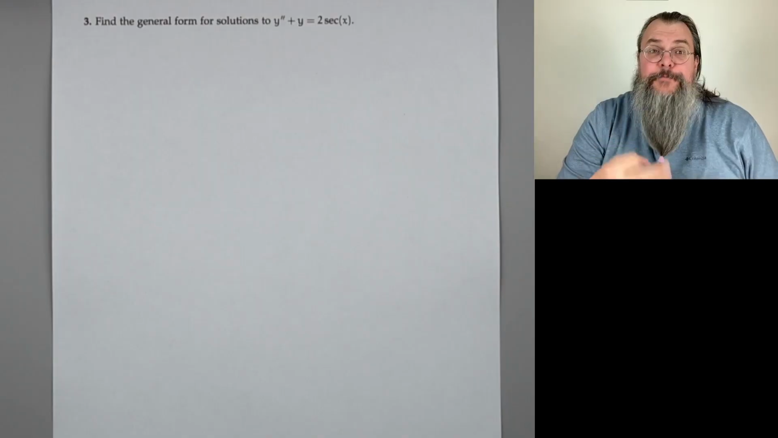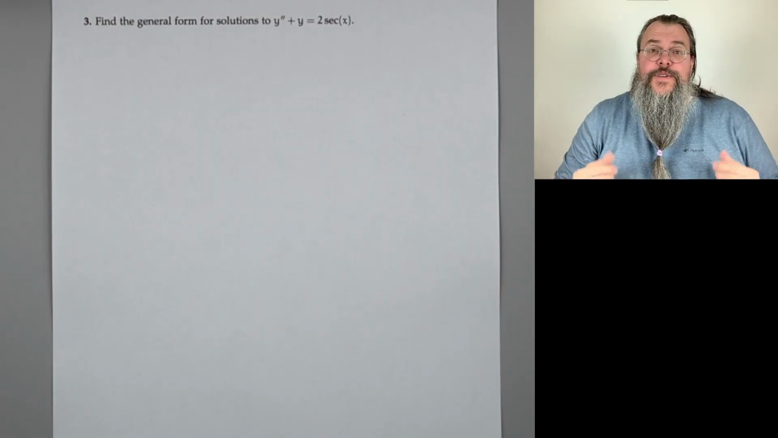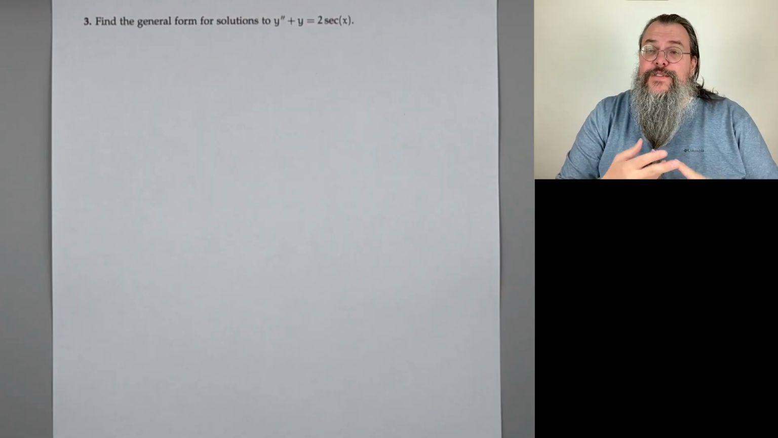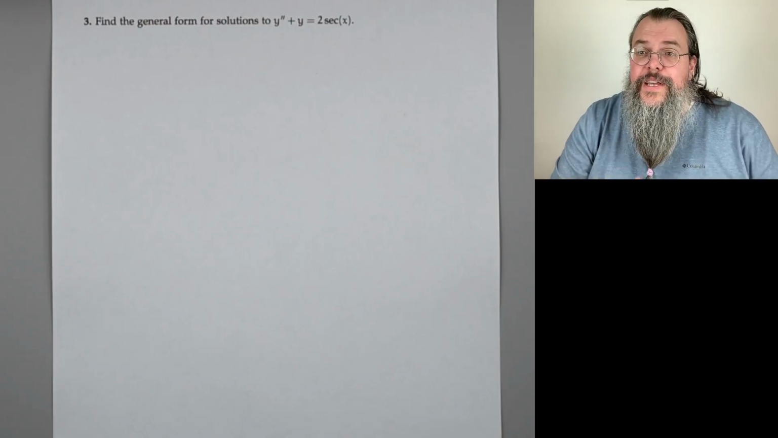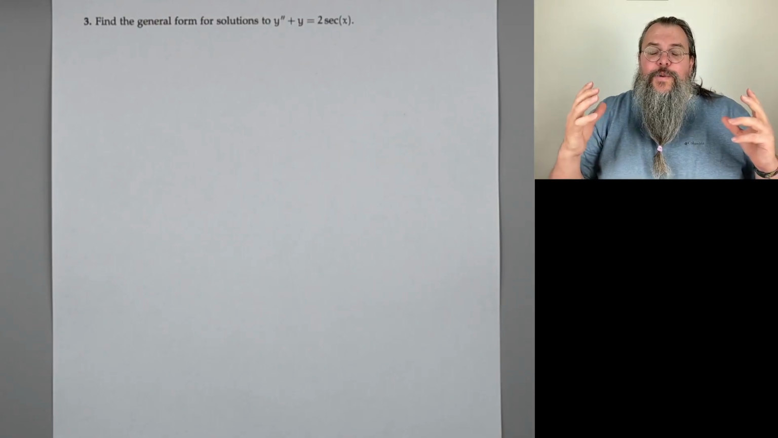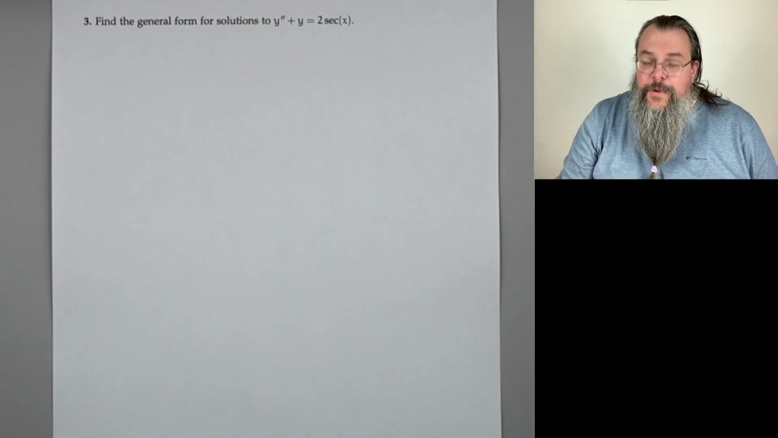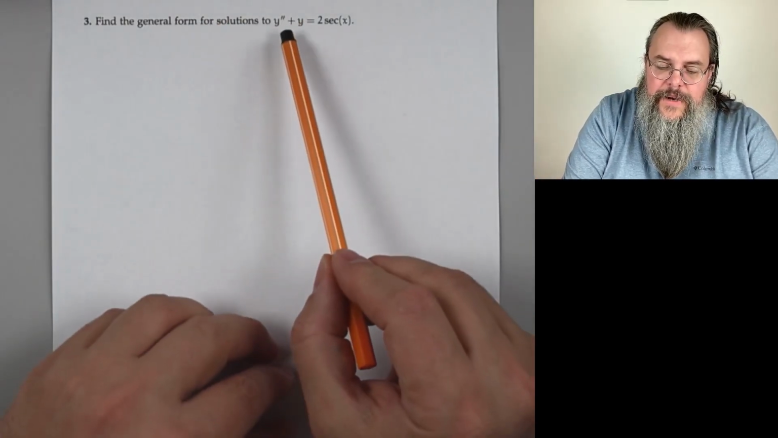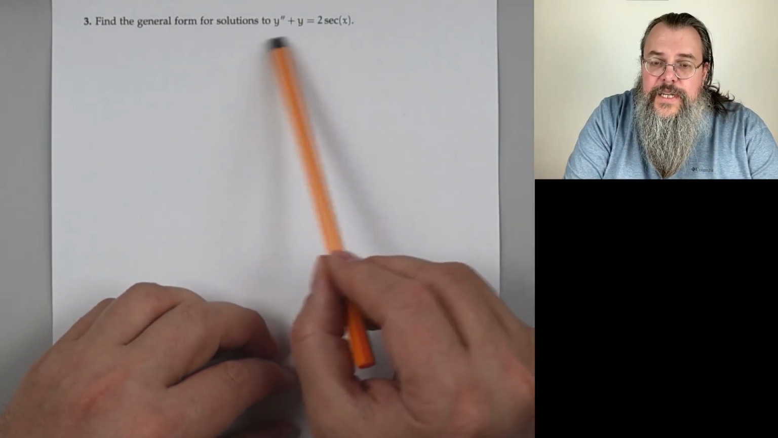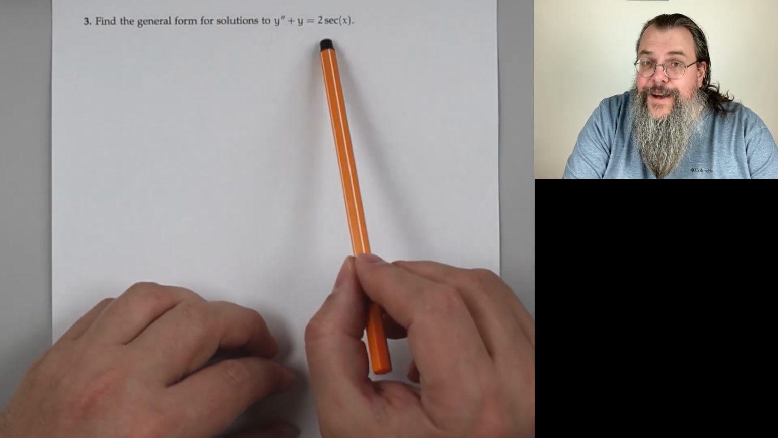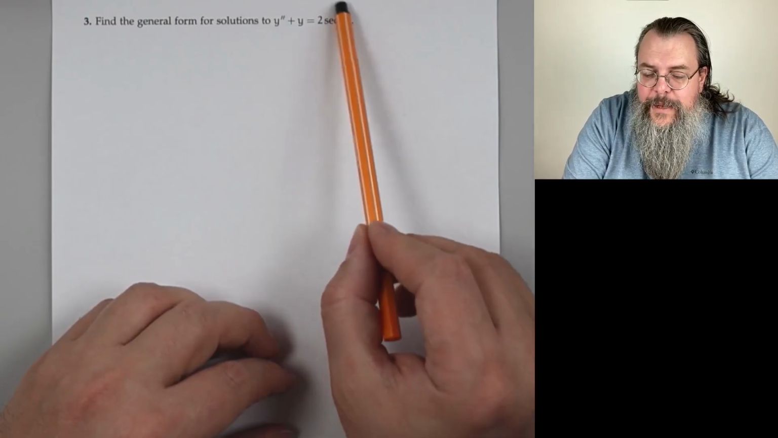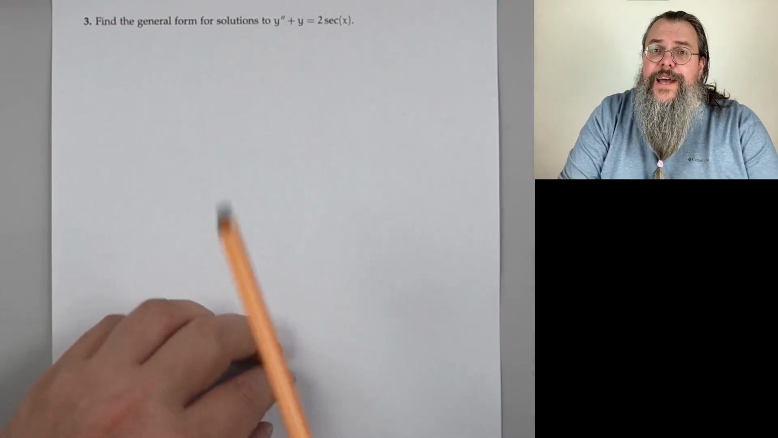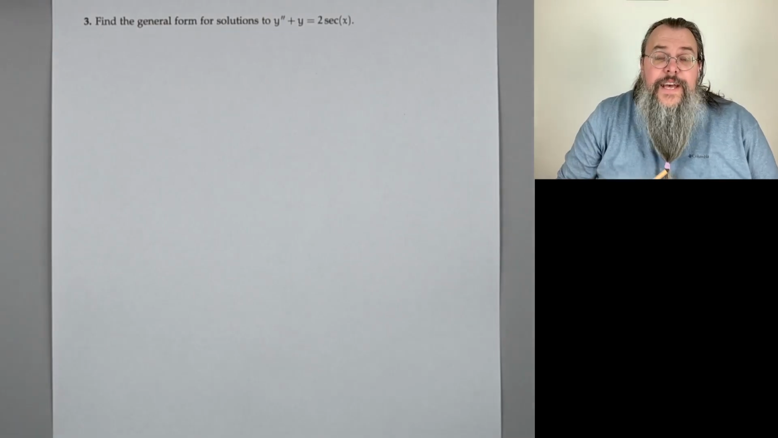Number 3, find the general form for solutions to y double prime plus y equals 2 secant x. Aha! Wow! All right. Well, where are we at? Here we have constant coefficient, linear, non-homogeneous. And we look at this function and say, oh, is that a nice function? Secant x?